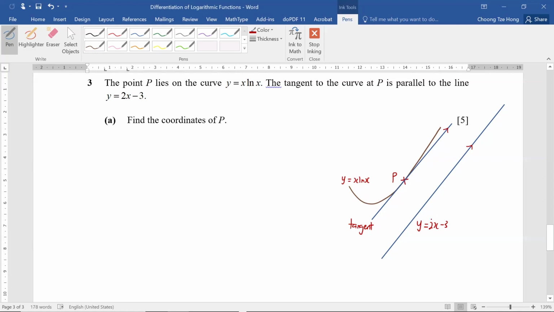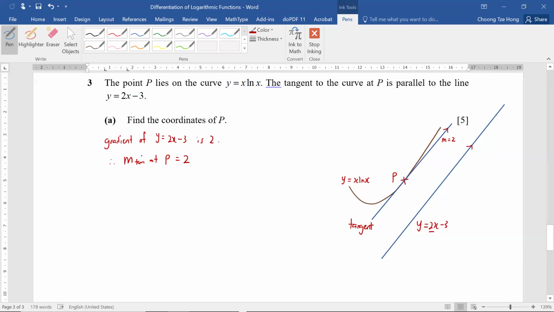Alright, so we know that when two lines are parallel, their gradients will be the same, right? So in other words, the gradient of this tangent is also going to be 2, because the gradient of this line is 2. So we can write that down first. Gradient of y equals 2x minus 3 is 2. Therefore, gradient of tangent at P is equal to 2.